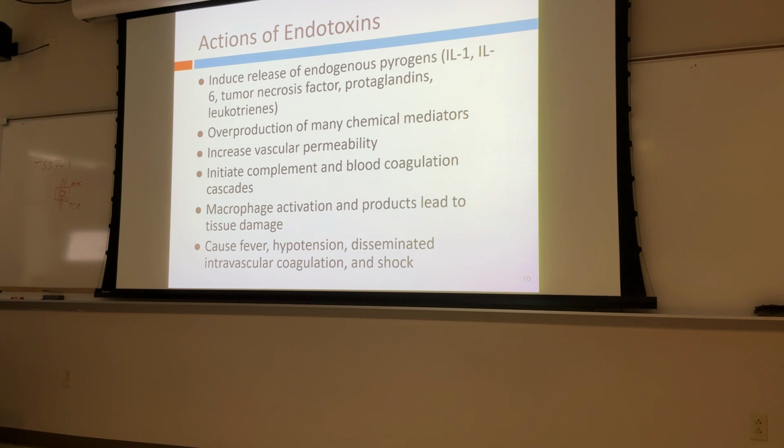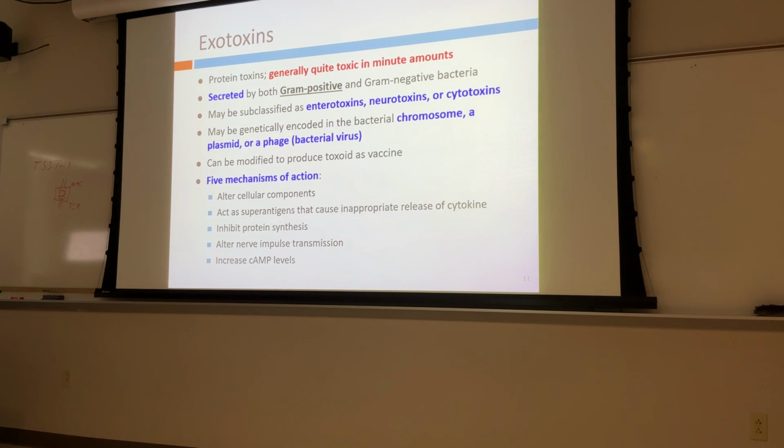You're kind of opposed. Macrophage activation products lead to tissue damage, so you have tissue damage from this, and then also you have fever from pyrogens, hypotension potentially because your blood pressure will drop because of the increased vascular permeability, disseminated intravascular coagulation, also referred to simply as DIC, and septic shock. So it's very, very difficult to figure out how to treat because you have opposite things occurring at the same time.